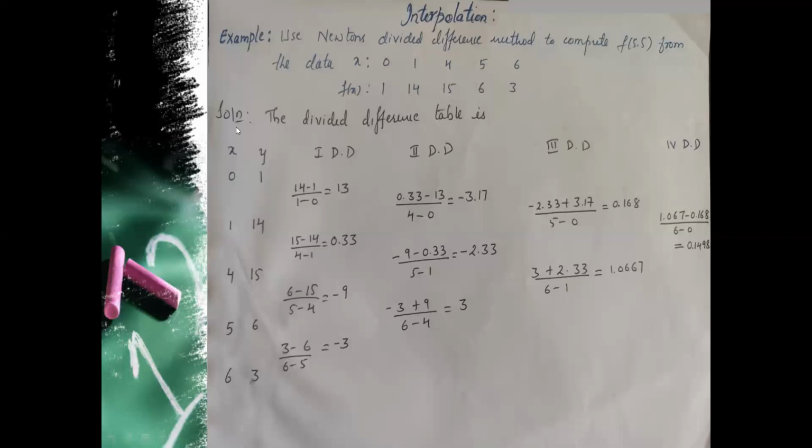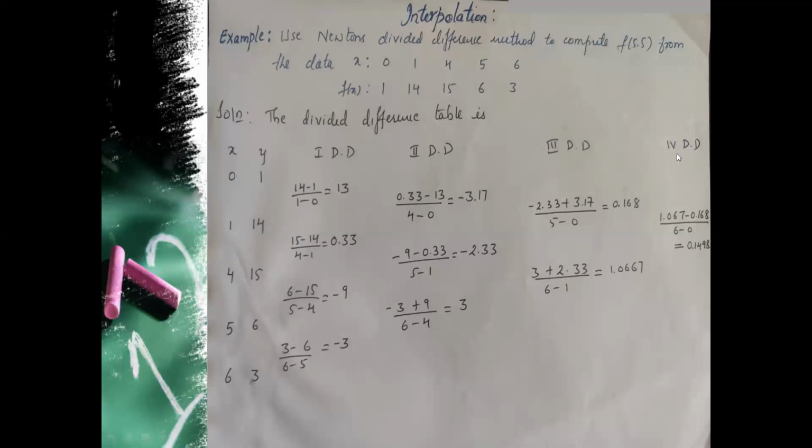Or you can remember, while doing the first divided differences, we took one difference for x values. For the second divided difference, skip one value. So we'll take 4 minus 1, 5 minus 1, 6 minus 4, like that. Now for third divided differences, we'll skip two values. So we'll take 5 minus 0, and here 6 minus 1.